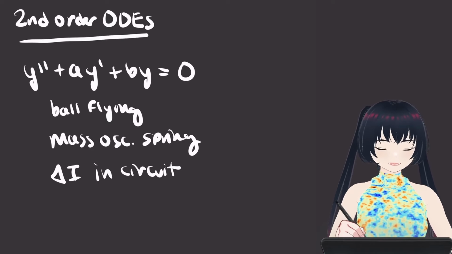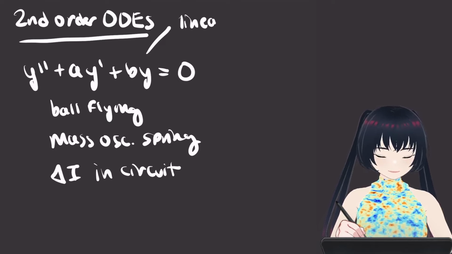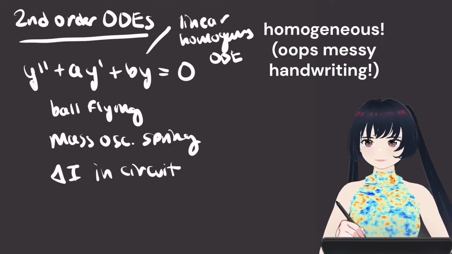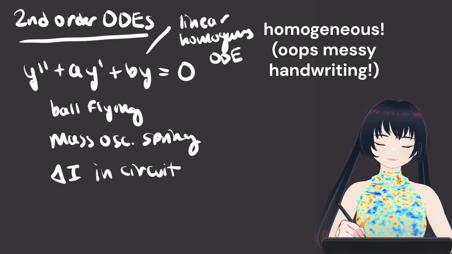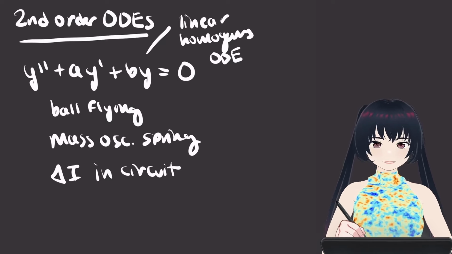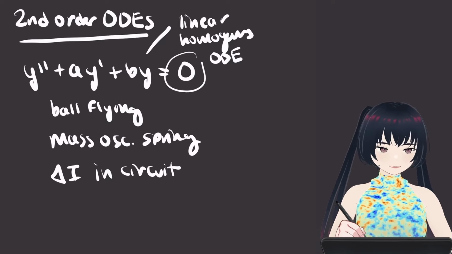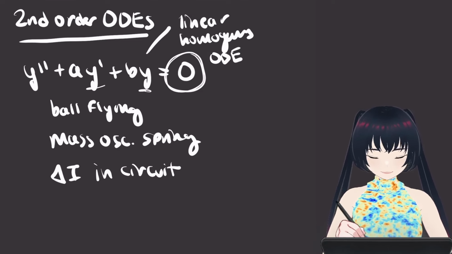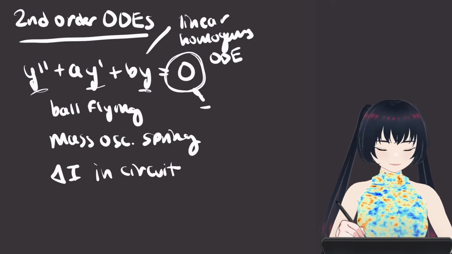This is more specifically called a linear homogeneous ODE. Now, in my next video, I'll go into more detail about what it means to be linear and why that is important. But the reason why this is called homogeneous is because there is no dependency on x other than through y. More specifically, the back half of this equation here is simply equal to 0.